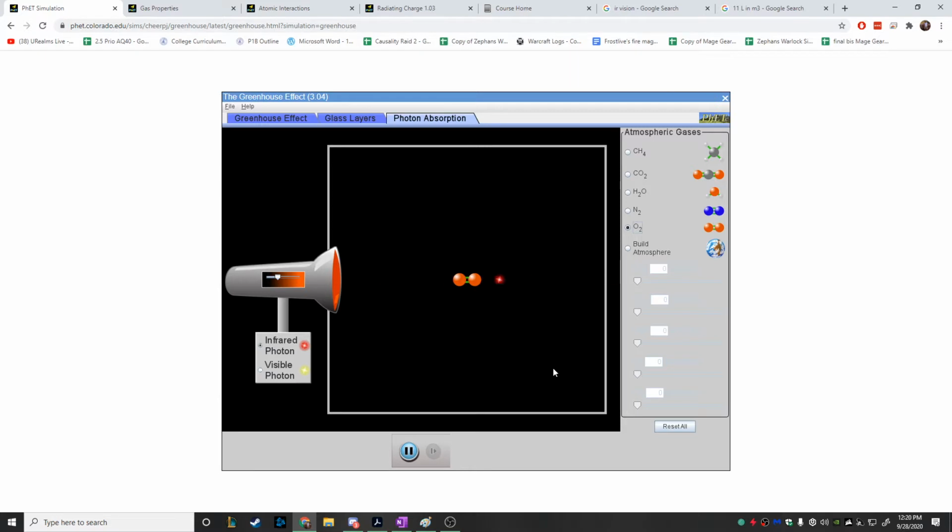So what does this tell you? These guys, not so much of a problem. We can have a lot of oxygen in our atmosphere. It's not gonna absorb these photons in the same way. But when we pump more carbon dioxide into the atmosphere, the carbon dioxide will have the effect of trapping some of the heat. And it's okay to trap some heat. You just don't want to trap too much of it.